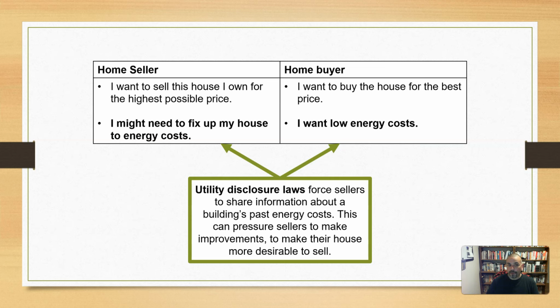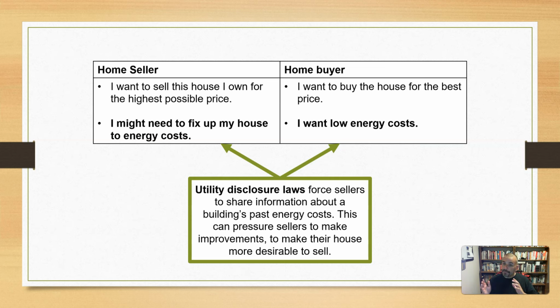The final example of when we have a split incentive is when somebody is selling an existing home and a home buyer wants to buy it. So the home seller has an interest that's very similar to a builder. They want to get the highest price they can get for their house, and the home buyer wants to pay the lowest or the best price. But one of the things that a home buyer may not consider is how much those energy costs are. And in a lot of places, there aren't actually mandatory laws that say you have to show the potential home buyer your past electricity bills or your past gas bills.